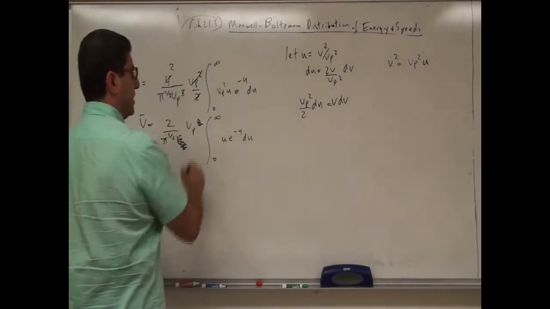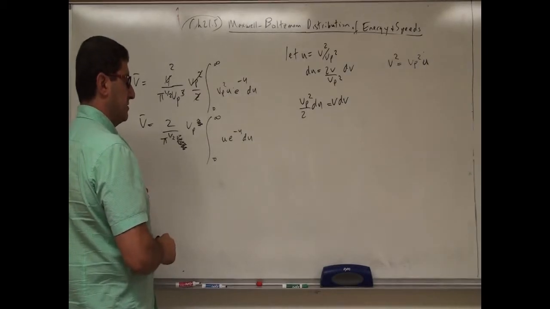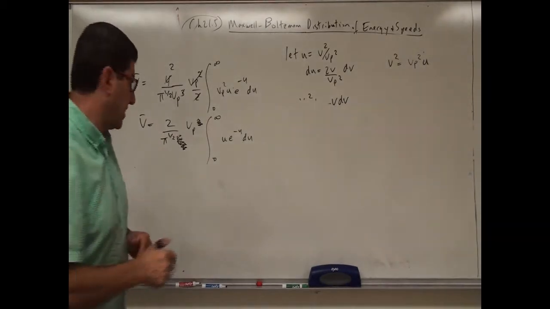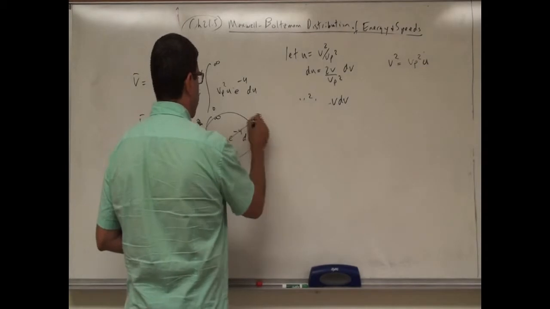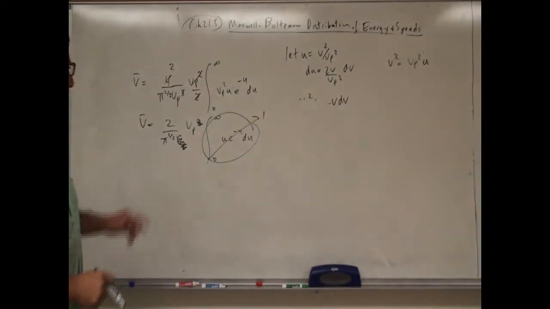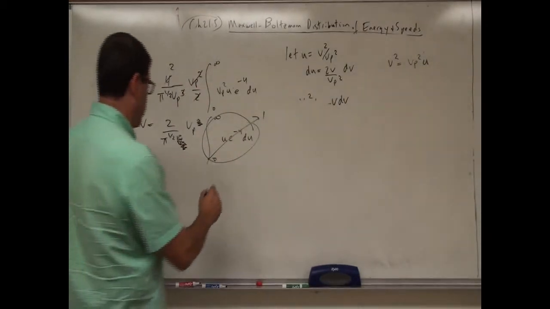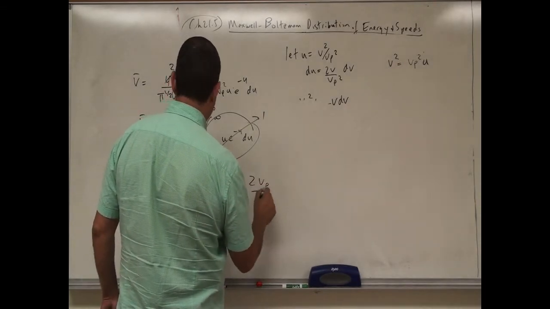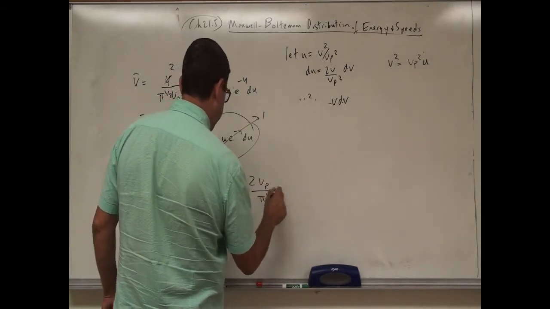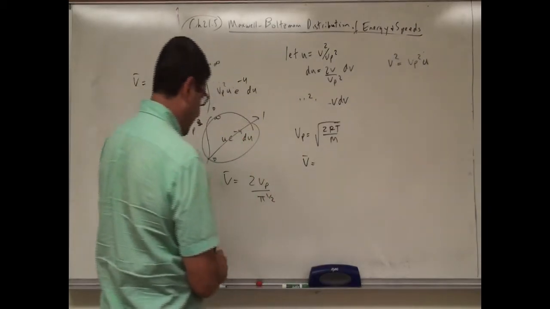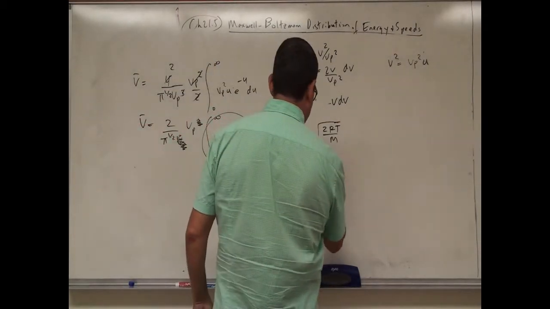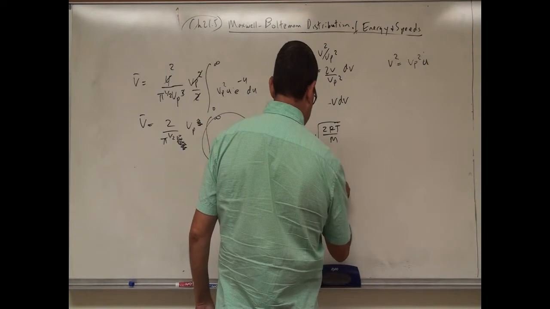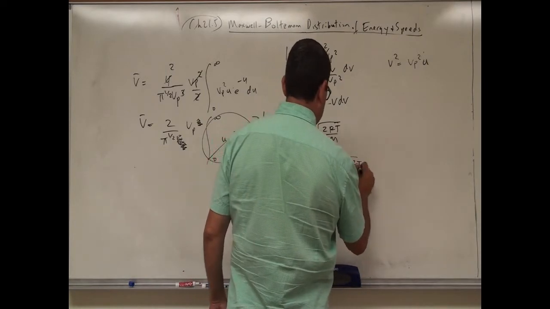Then you're going to integrate that. What is the integral of that? This is a pretty well-known integral in calculus, and when we perform this, we just basically get 1. So the V average comes out to be equal to 2Vp over pi to the half. So we're going to multiply this by 2, right? 2 over pi to the half, square root of 2RT over m.